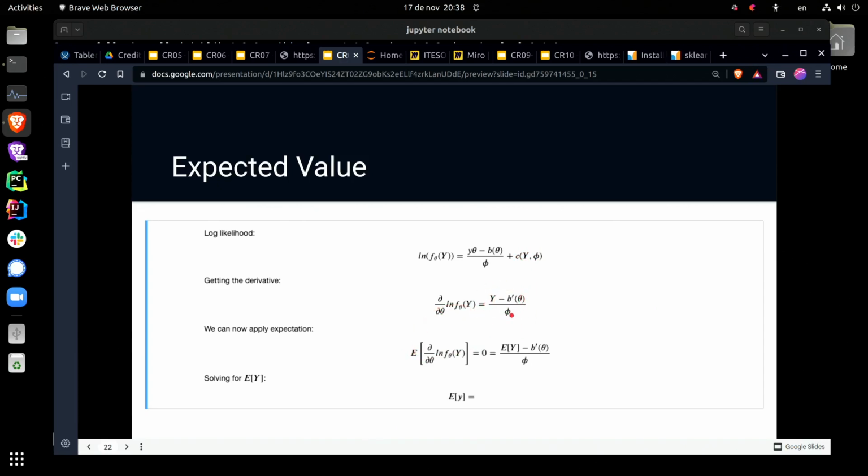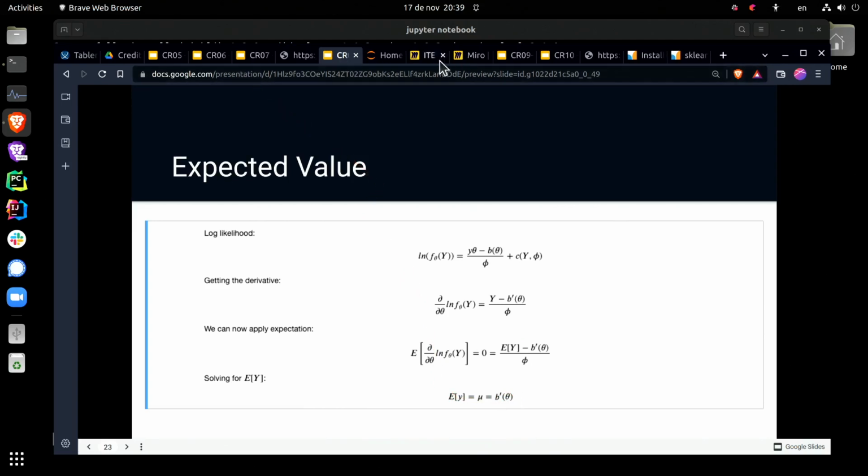So let's remember the expected value: the significant results on the expected value only occur for random variables. Our target variable is a random variable. Therefore, whenever we apply the expected value in here, we need to keep the expected value for y, and this part, since it's constant, we can just leave it as it is, right? The expected value of a constant is the exact same constant. Now, by solving for the expected value, we get that the expected value of y is equal to the first derivative of our function b.